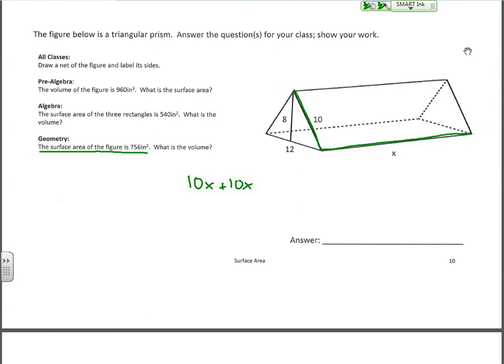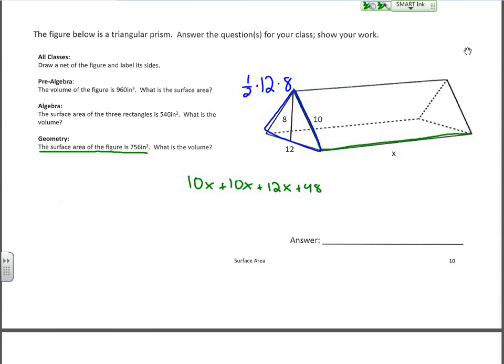The rectangle on the bottom has a width of 12 and a length of x, or length of 12, width of x, however you want to say it. And so those three terms represent the areas of the rectangular faces. But now for the areas of the triangular faces, which is half times base times height, we actually have all the information that we need here, right? The area of this triangular face, which is 1/2 times the base 12 times the height 8, equals 48.